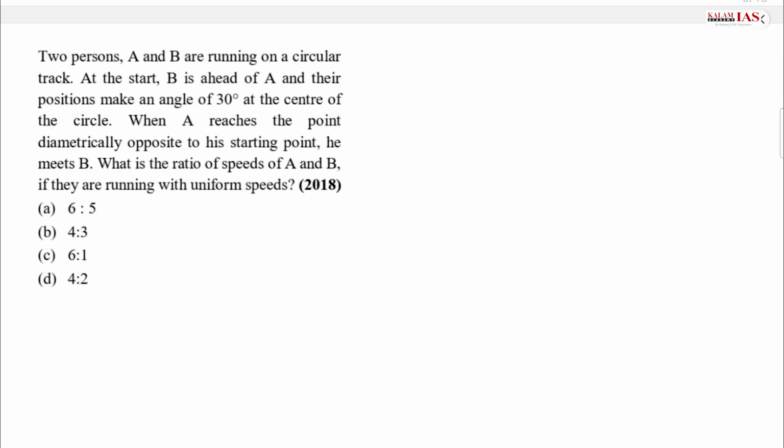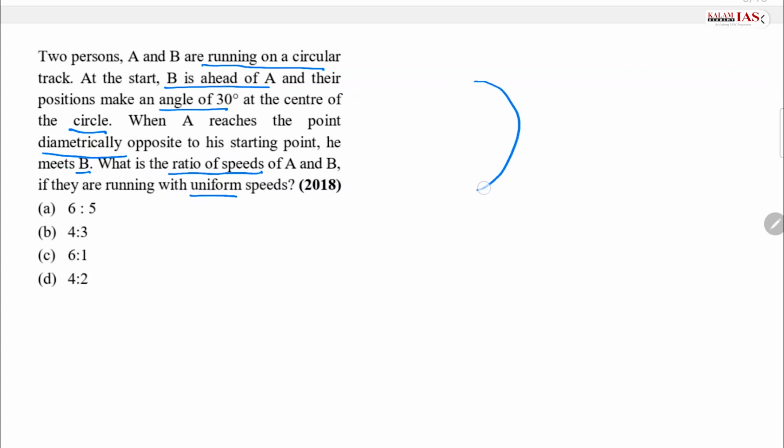I hope everyone has attempted the question. Let's see, there are two persons, A and B, who are running on a circular track. At start, B is ahead of A and their positions make an angle of 30 degrees at the center of the circle. When A reaches the point diametrically opposite to his starting point, he meets B. What is the ratio of speeds of A and B if they are running with uniform speed?